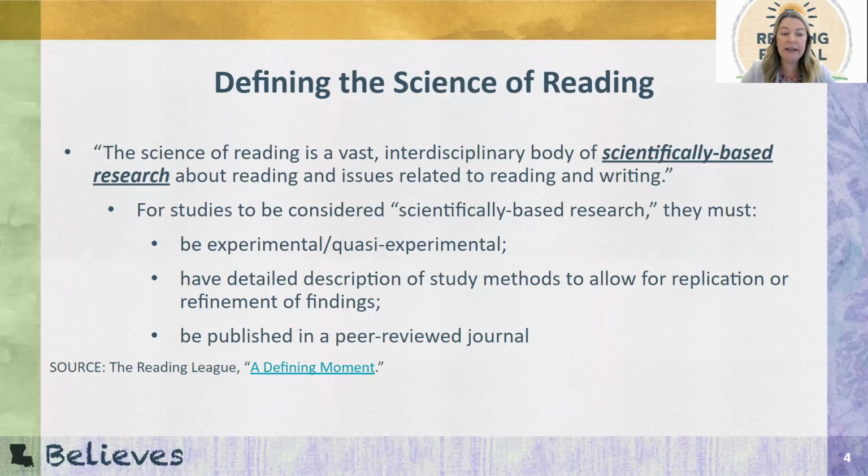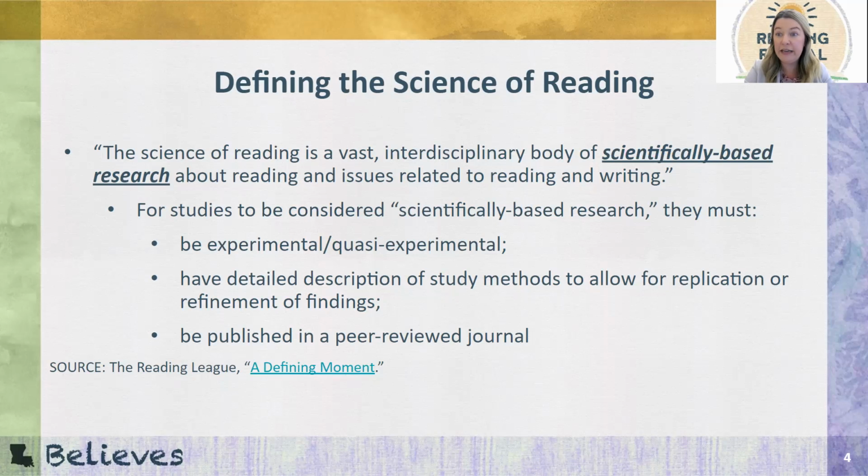So there was a study the Reading League did to define what is the science of reading. And so they came up with a definition. The science of reading is a vast interdisciplinary body of scientifically based research about reading and issues related to reading and writing. And so the science of reading is a series of research that has been done over the last 5 decades. And it studied how people learned how to read, what is happening on a cognitive level in the brain of how people learn how to read.